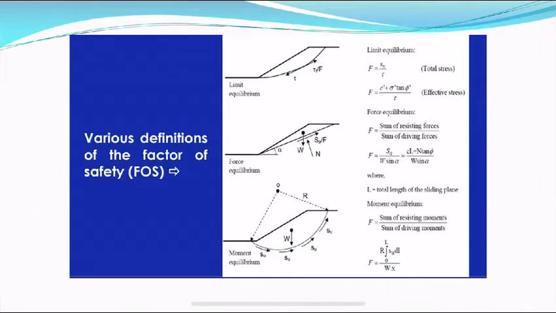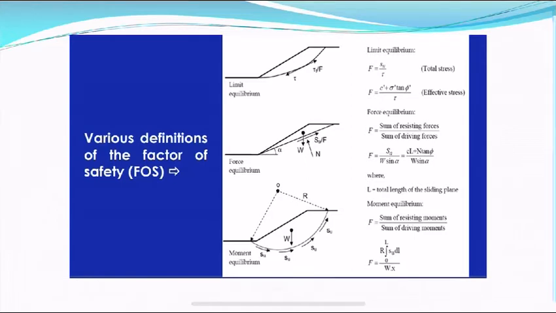So by writing factor of safety equal to S_u by W sin alpha, we can write this as CL plus N tan phi divided by W sin alpha. Here C is the cohesion, which is assumed to be mobilized uniformly over a length L, where L is the length of the failure surface measured from the top point to this point, and N is the normal force. L is the total length of the sliding plane shown in the figure.